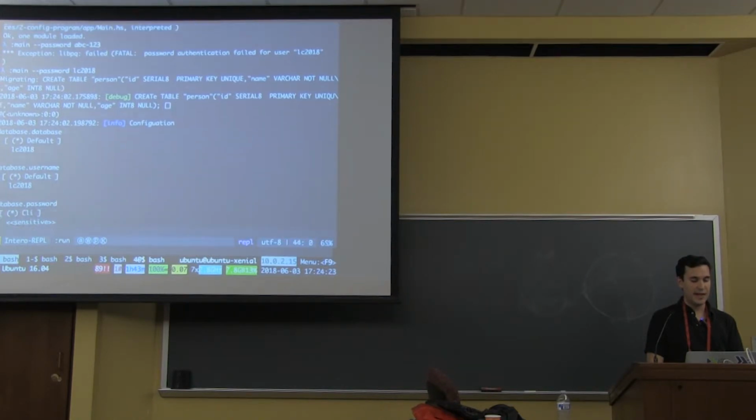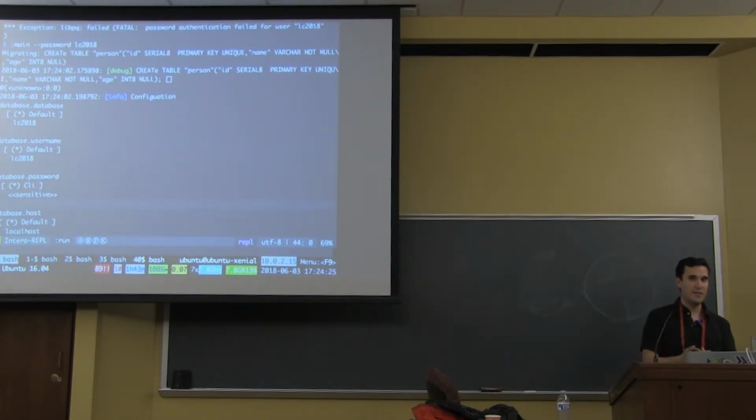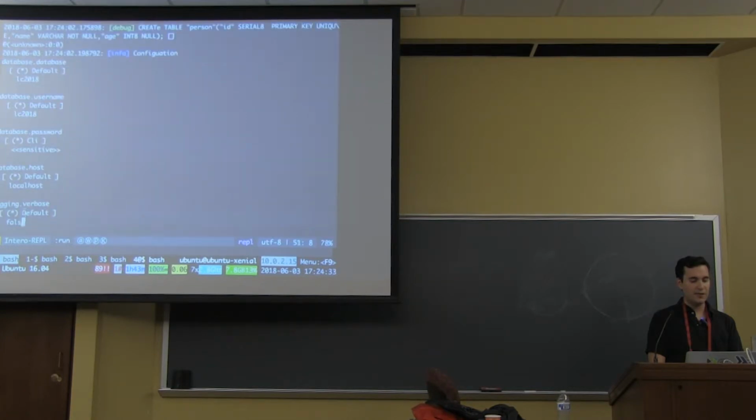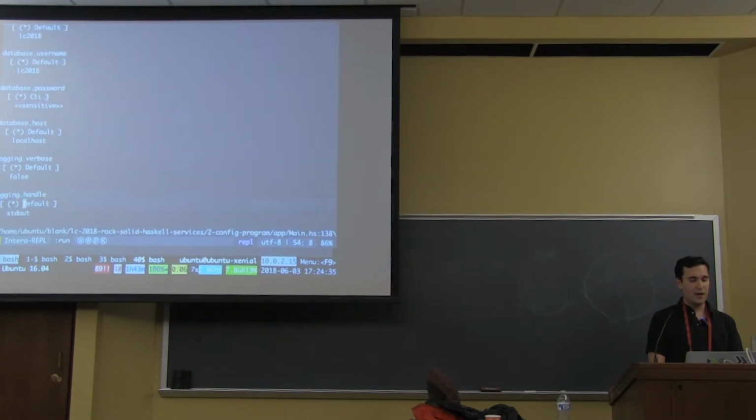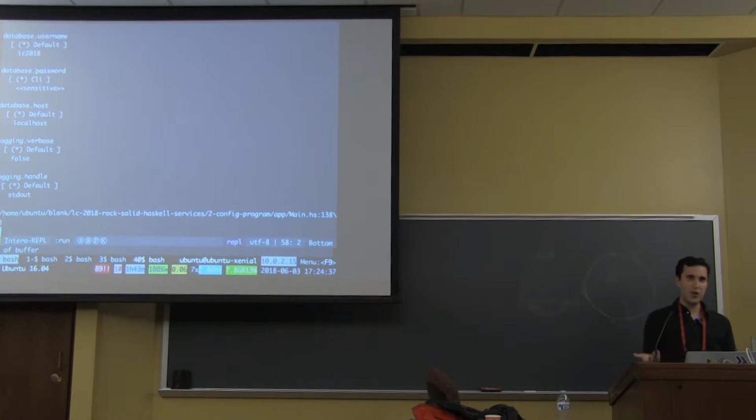For username is that. For password, it's a sensitive value, so it just hides that away, but it says it's coming from the CLI. The host is coming from the default, and the verbose is coming from the default, and the handle as well. Let's go and modify things.